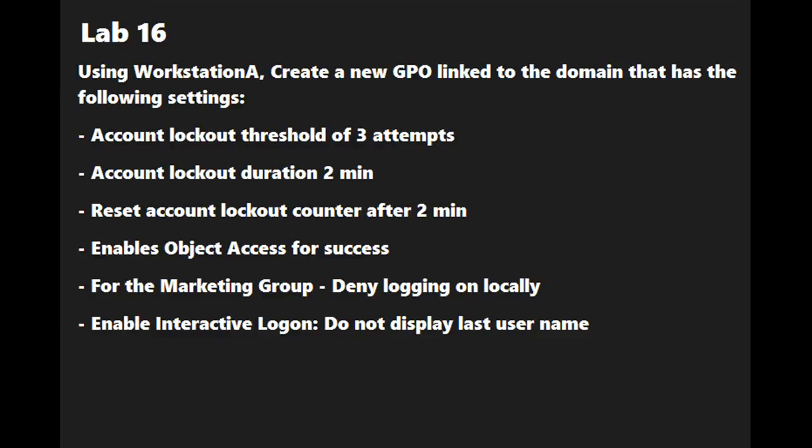Contact your network administrator. As a recap for Lab 16, on Workstation A we created a GPO that had the following settings. We did account lockout threshold of 3 attempts, account lockout duration of 2 minutes, we reset the account lockout counter after 2 minutes, enable object access for success. For the marketing group, we deny logging on locally, and the last setting we did is enable interactive login, where it doesn't display the last username logged in.